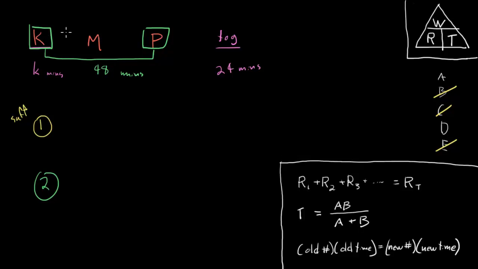But I have no idea who's doing more work here. Maybe K's doing almost everything, and P's just doing a little bit, or maybe P's doing almost everything, and K's working very slowly. So we just don't know. There would be all kinds of numbers for K's rate that could be combined with all kinds of numbers for P's rate to get us this 48 minutes to do the job together. So there'd be all kinds of different answers to the question. In other words, statement number 2 is insufficient, and that gets rid of D. We know A is our answer.